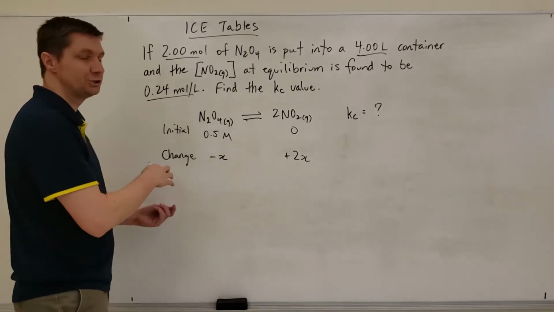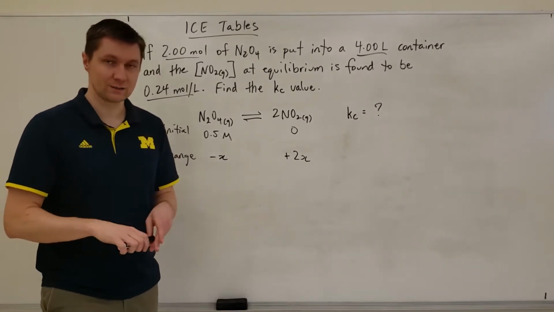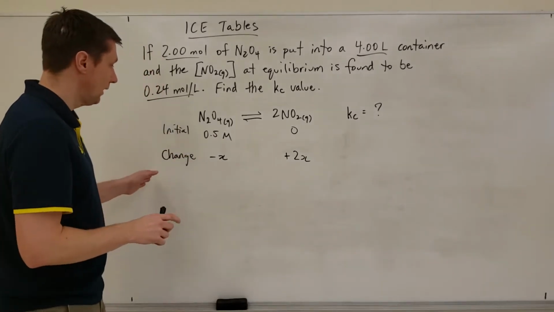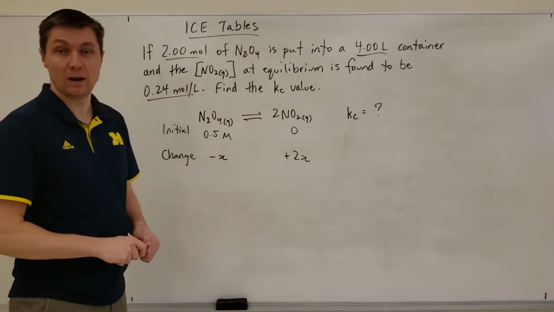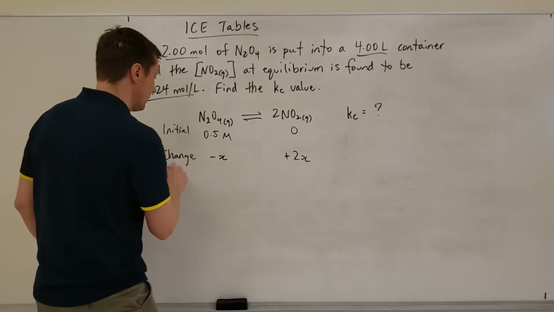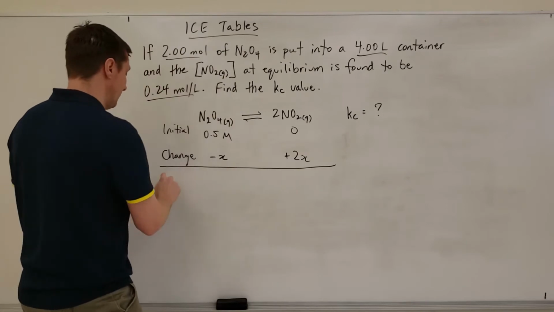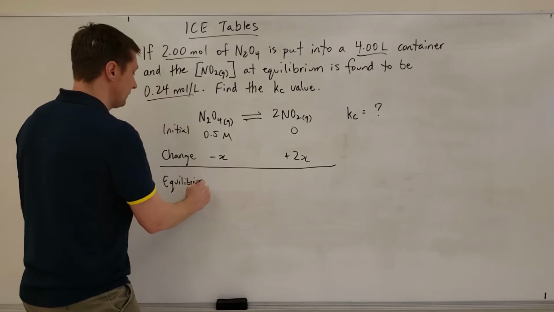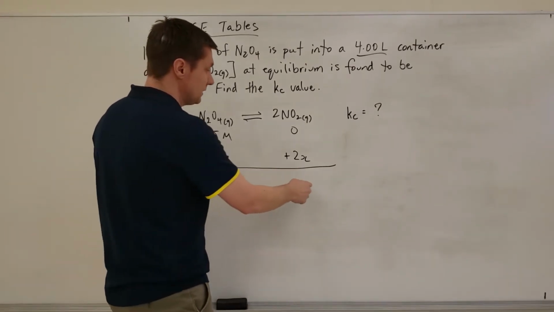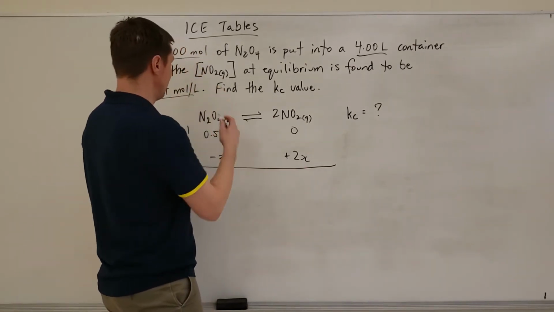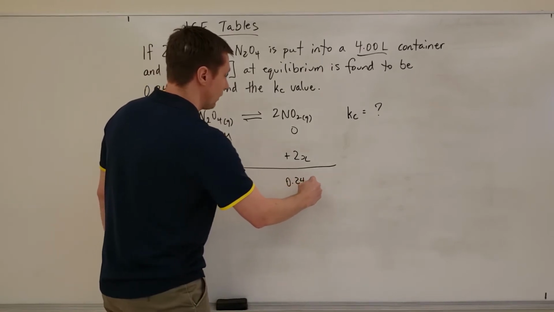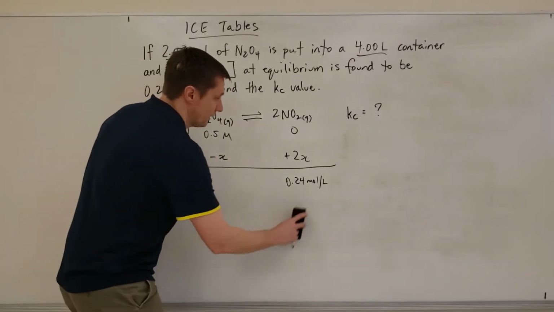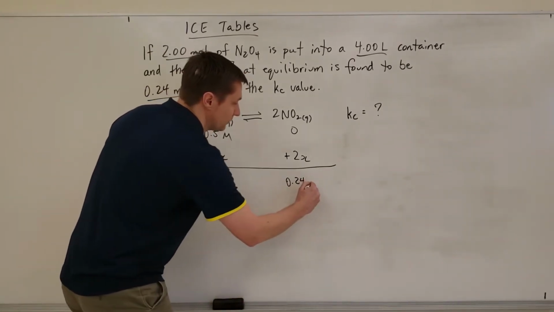Now finally, once the change is complete and the rates of the forward and reverse reactions are now equal, then I will have established equilibrium and I will have equilibrium concentrations. So I know at that point, once that change is done, I'm at equilibrium. Now, this equilibrium concentration here is given to us. It's 0.24 moles per liter. Now remember, I can write this just as 0.24 M.